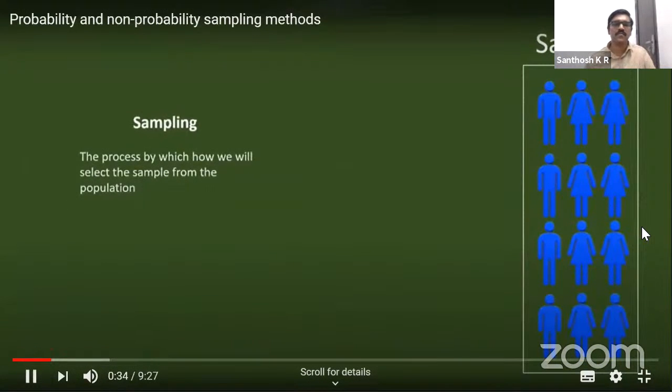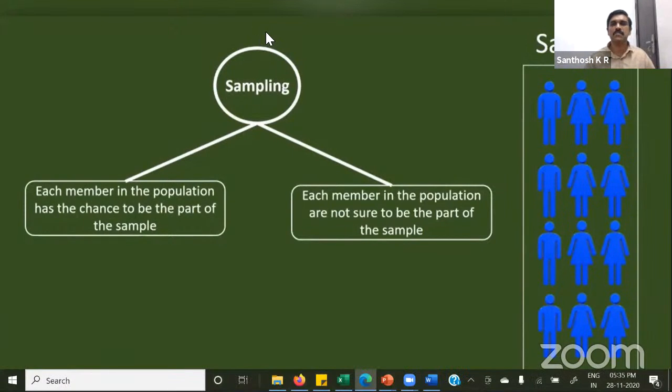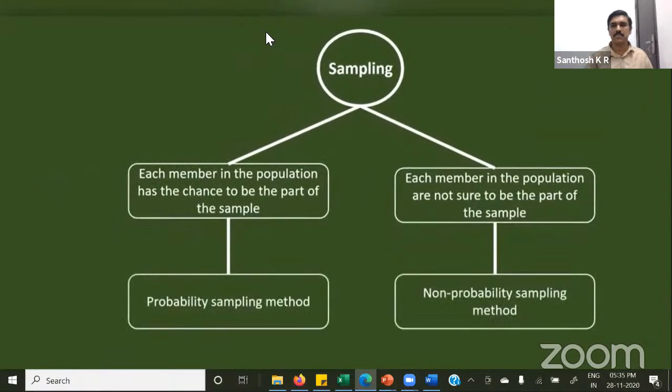Sampling can be classified into two based on its representativeness of the population. Representativeness is assumed to be high if each member in the population has the chance or probability to be part of the sample. If the sampling method ascertains this probability, we call it probability sampling method. If the sampling method does not guarantee the probability, then we call it non-probability sampling method.